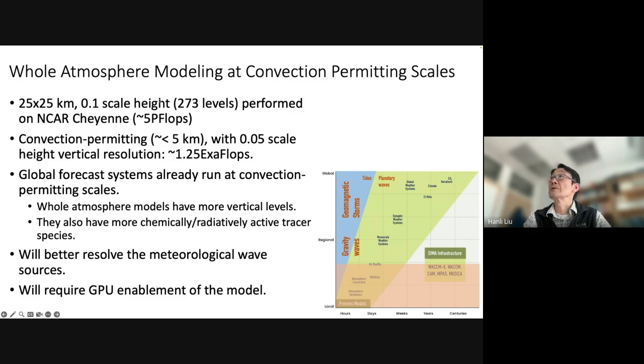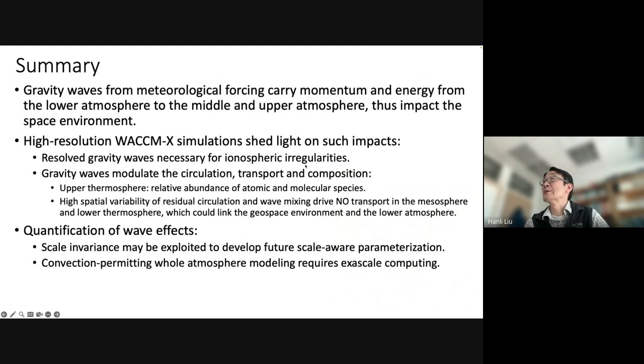This is what we achieved using the Cheyenne computer, which is 5 petaflops. If we want to achieve this, we really need an exascale computing facility. It will also require GPU enablement, of course. That's what we are aiming for in the future with exascale computing. If we can get there, most or maybe all of the gravity wave spectrum, the full mesoscale spectrum, could probably be resolved. Hopefully, in the next 5 years, we can get there.